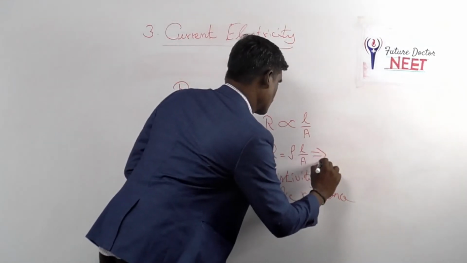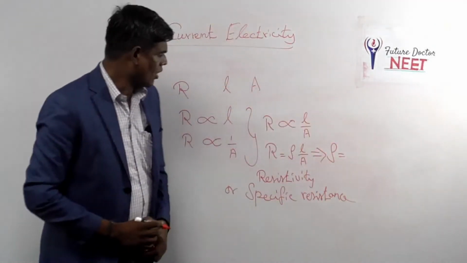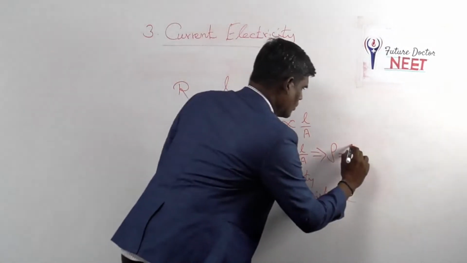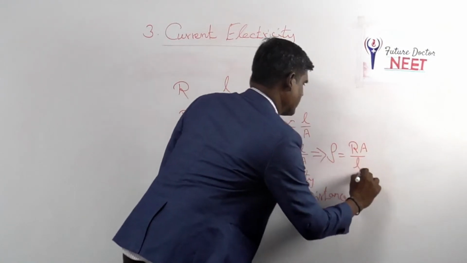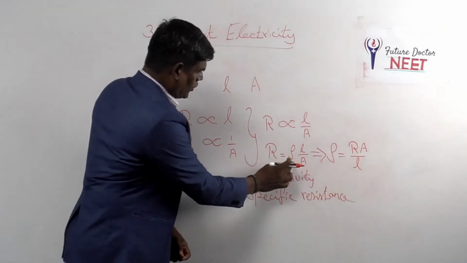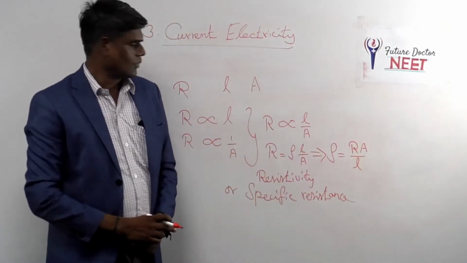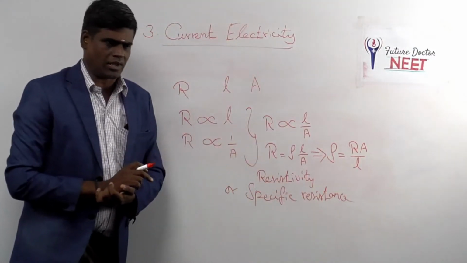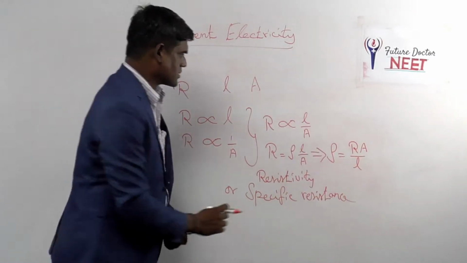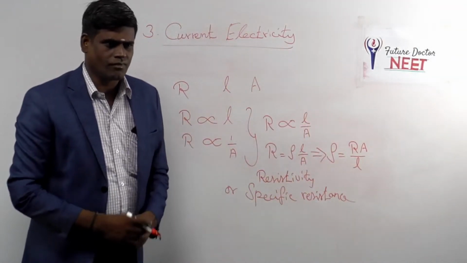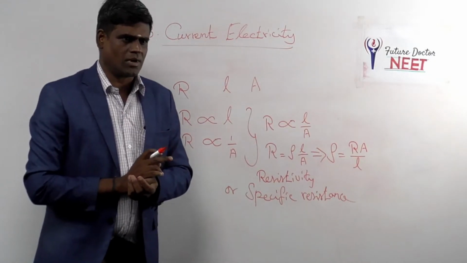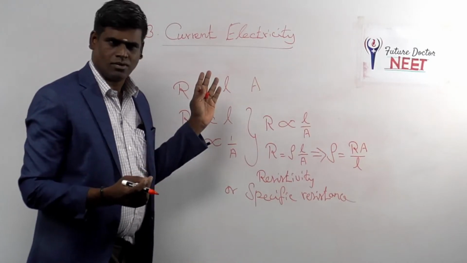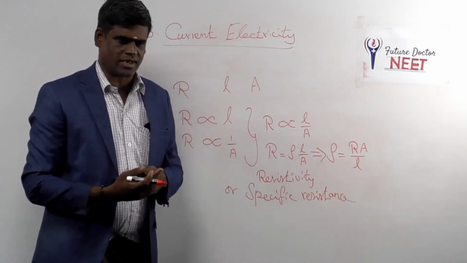Then from this, R equals rho into L by A, rho equals R into A by L. Is it so? Rho equals R into A divided by L. Then from this you can find the unit of resistivity, or unit of specific resistance. What is the unit of resistance? Previously only we discussed. Come on, just now only we discussed. Come on, see and say.